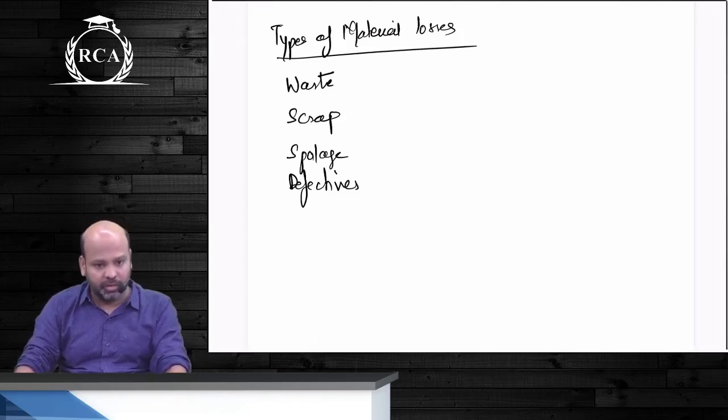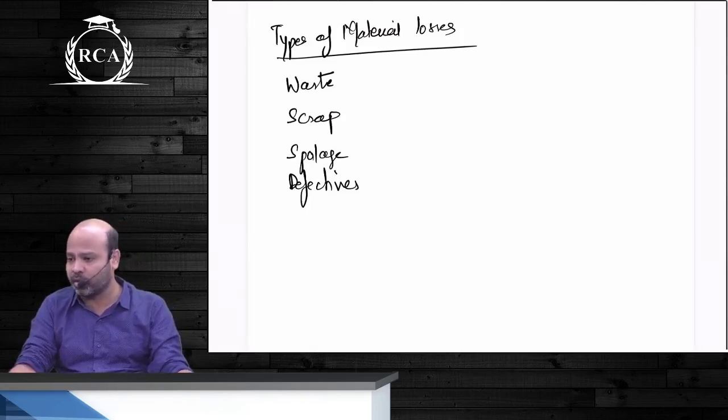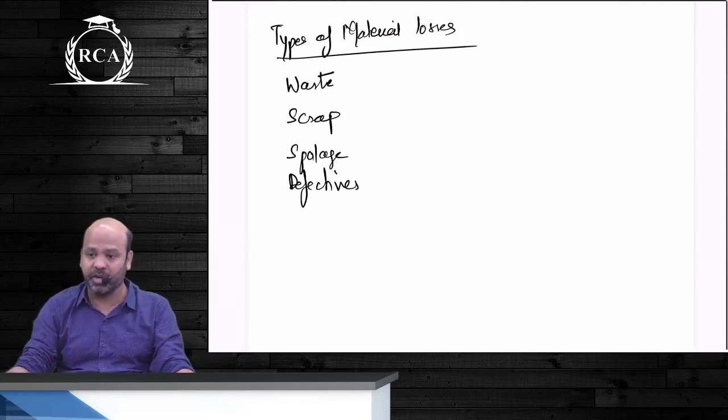Wastage can be normal, can be abnormal. Any form of material losses can be normal or abnormal. Are we all clear about the basic difference between the word wastage and scrap?